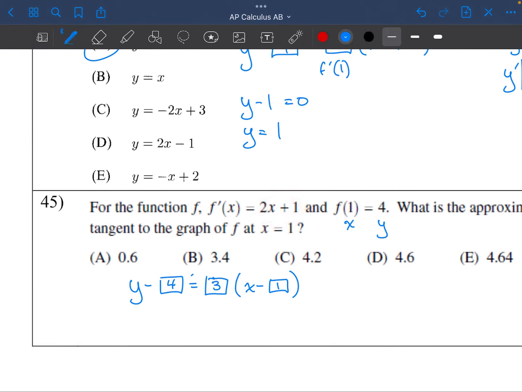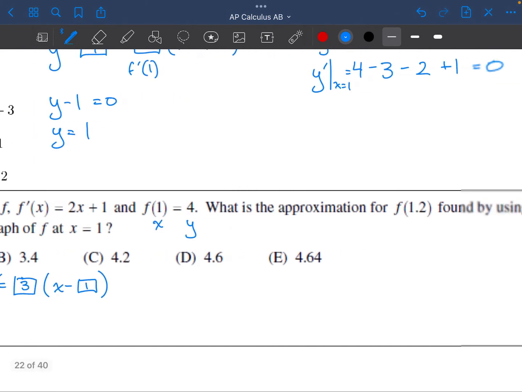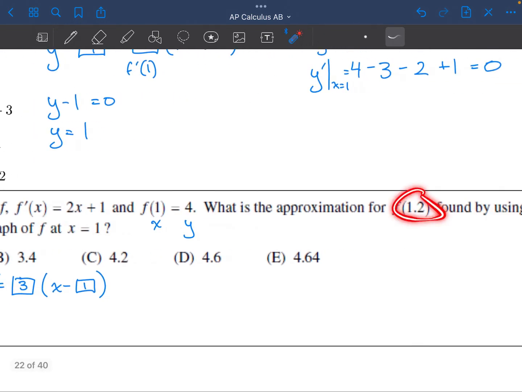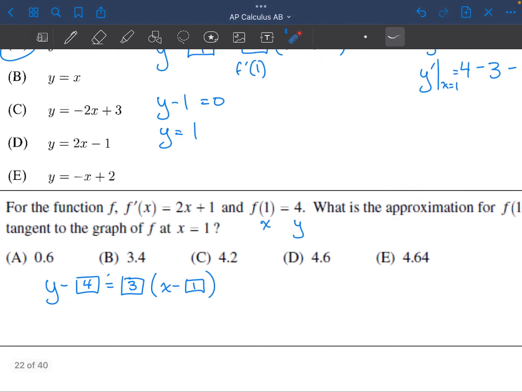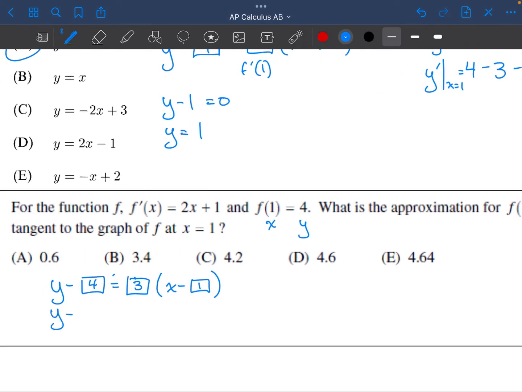So we have our equation for the tangent line, and now we want to approximate 1.2. So I'm going to take this 1.2, plug it in for x, and see what that approximation is. So this is going to be y minus 4 is equal to 3 times, and this is the thing I'm plugging in, 1.2, and then minus 1. And then this is just some mental math now. So 1.2 minus 1 is 0.2. 0.2 times 3 is going to be 0.6 is equal to y minus 4. Add 4 to both sides. Y is equal to 4.6.